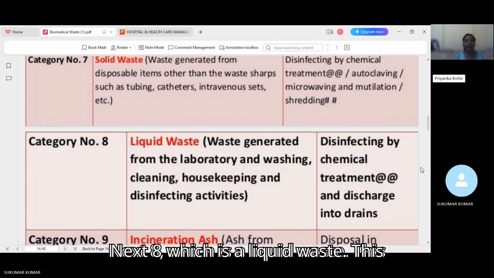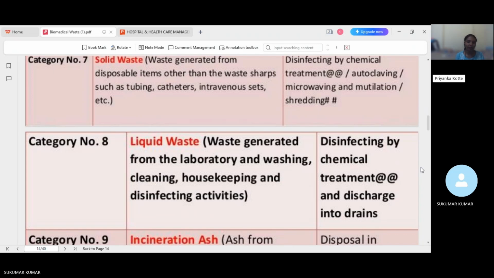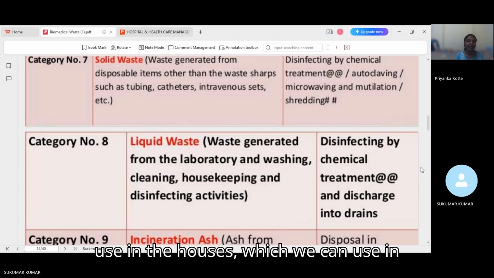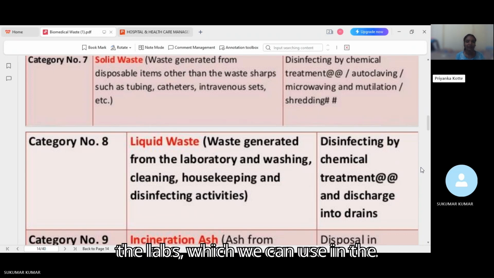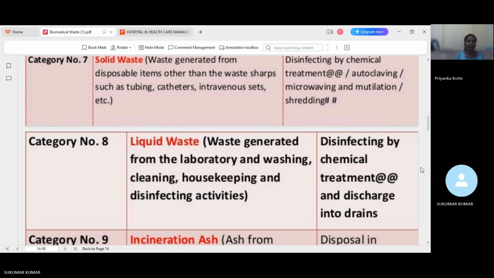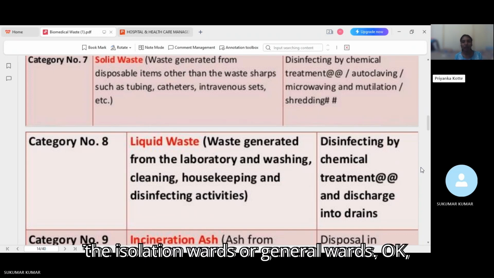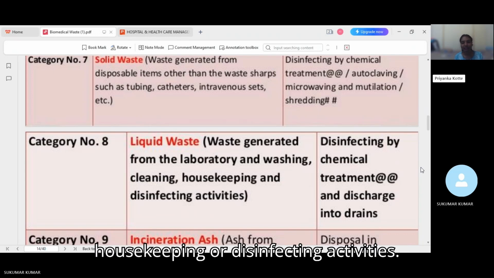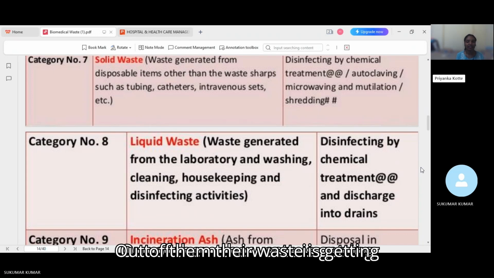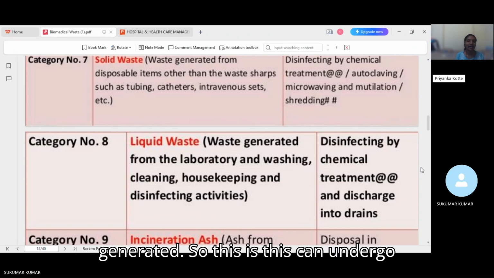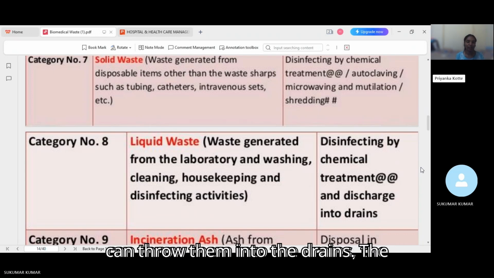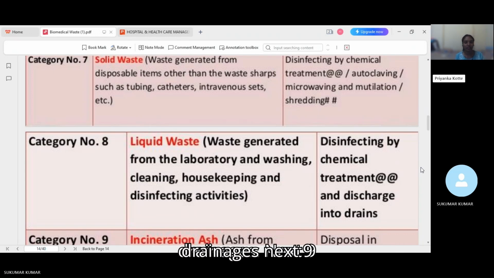Next, 8, which is liquid waste. You can take an example of Savlon and Dettol solutions, which we use in the houses, in the labs, in the isolation wards or general wards. These are the disinfectant agents used for housekeeping or disinfecting activities. Out of them, the waste is getting generated. So this can undergo chemical treatment, as well as we can directly throw them into the drains.